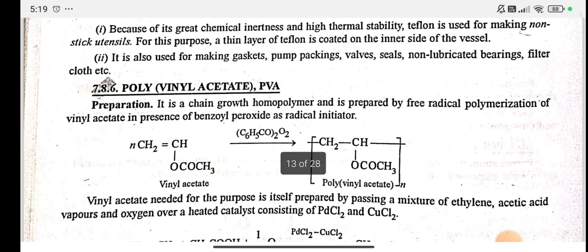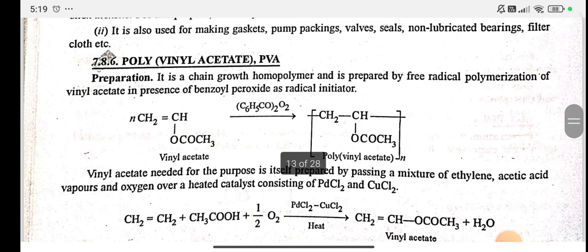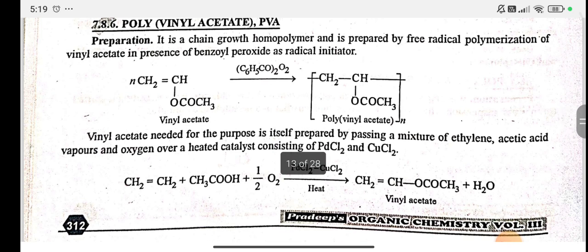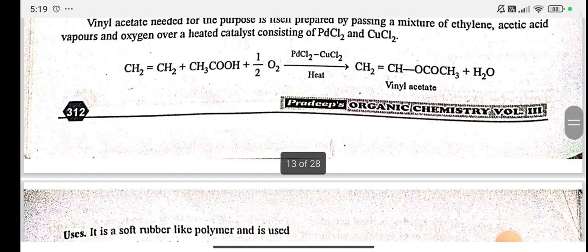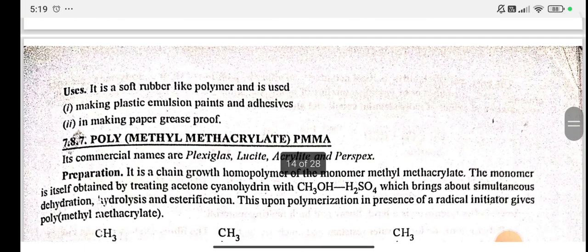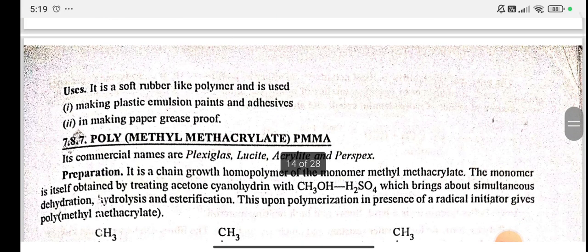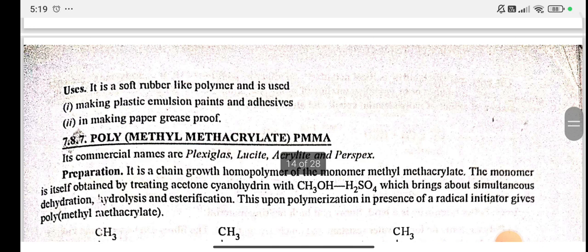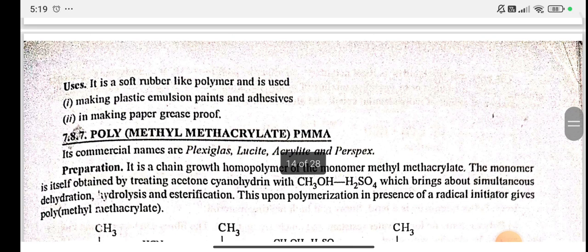Polyvinyl acetate. Preparation: it is a chain growth homopolymer and is prepared by free radical polymerization of vinyl acetate in the presence of benzoyl peroxide as a radical initiator. Vinyl acetate needed for the purpose is itself prepared by passing a mixture of ethylene, acetic acid vapors and oxygen over a heated catalyst consisting of PdCl2 and CuCl2. Uses: it is a soft rubber-like polymer used in making plastic emulsion paints, adhesives, and in making paper grease proof.